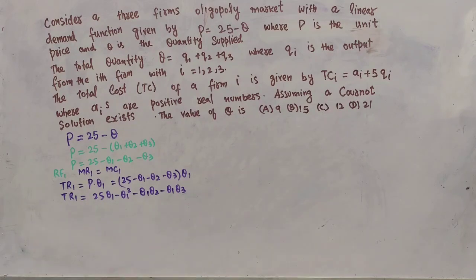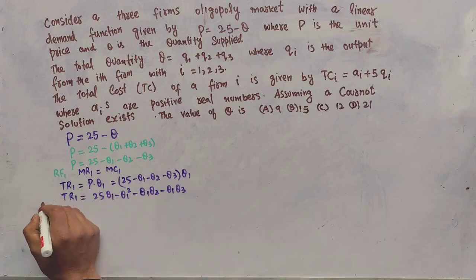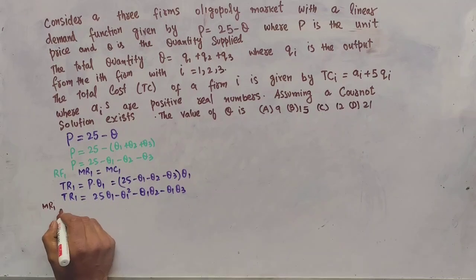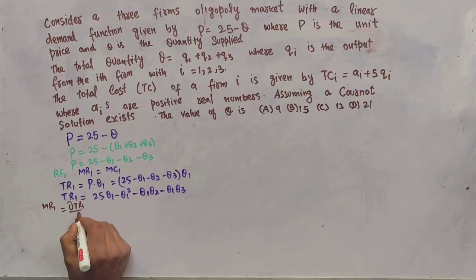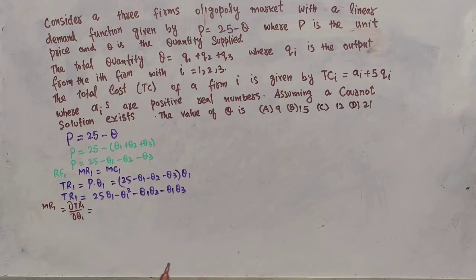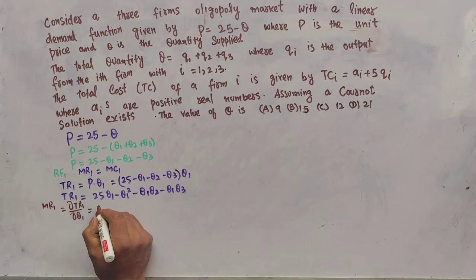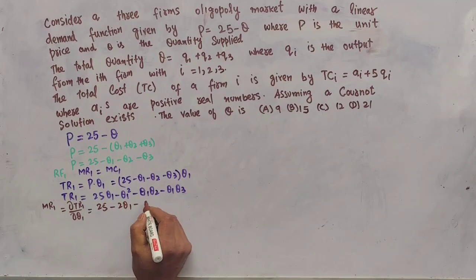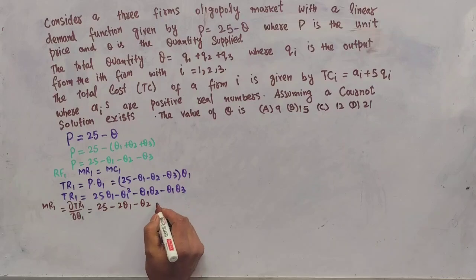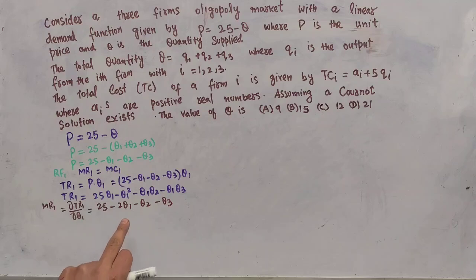What is the marginal revenue of firm 1? Marginal revenue of firm 1 will be the change in the total revenue of firm 1 due to the change in the quantity of firm 1. That is the partial derivative of this function with respect to Q1. Derivative of 25 Q1 is 25, so we are left with 25 minus derivative of Q1 square, which is twice Q1, minus Q2, and here again the derivative of Q1 is 1, so we are left with Q3. Okay, this is the marginal revenue function for firm 1.